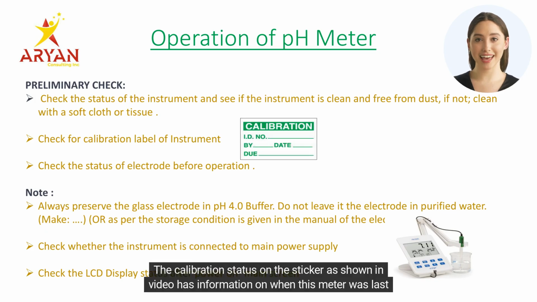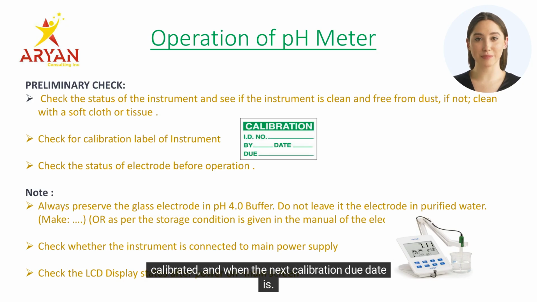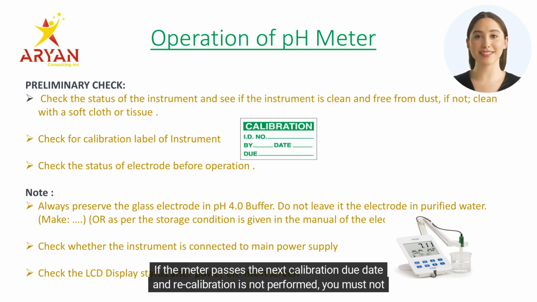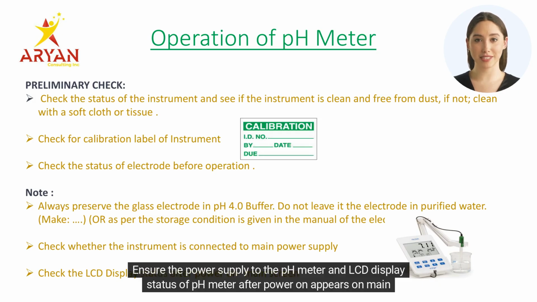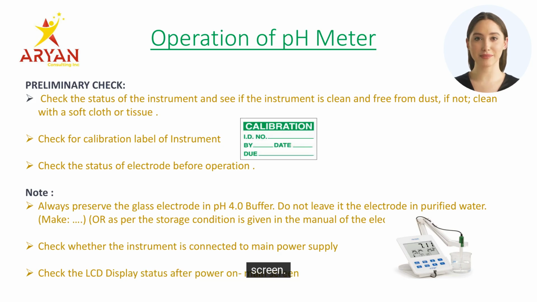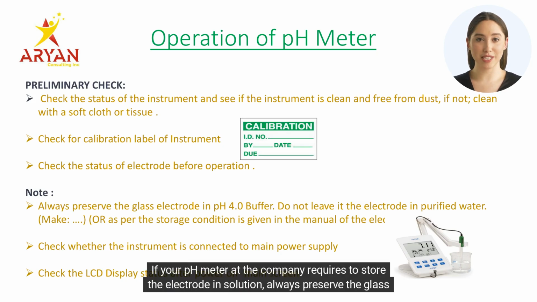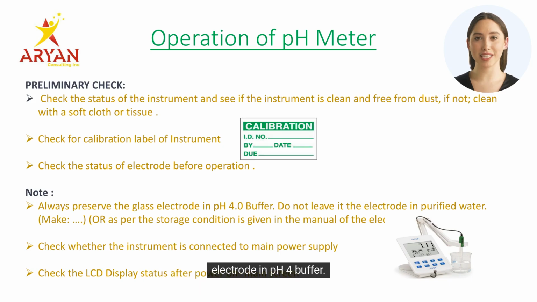The calibration status on the sticker, as shown in the video, has information on when this meter was last calibrated and when the next calibration due date is. If the meter passes the next calibration due date and recalibration is not performed, you must not use the machine until recalibration is done as per GMP rules. Ensure the power supply to the pH meter and that the LCD display appears on the main screen after power on. If your pH meter at the company requires storing the electrode in solution, always preserve the glass electrode in pH buffer.